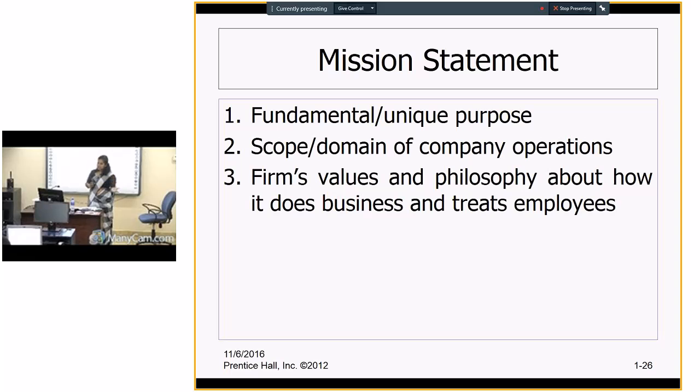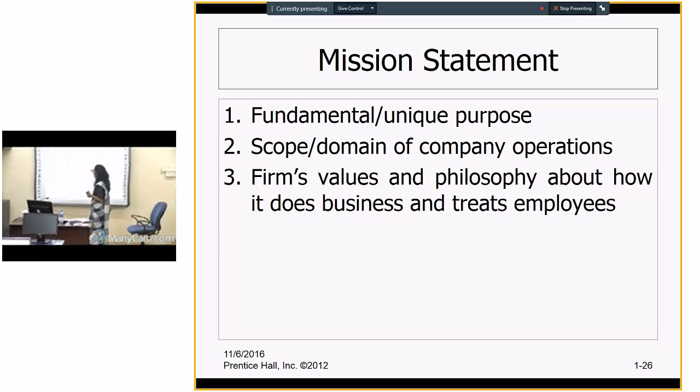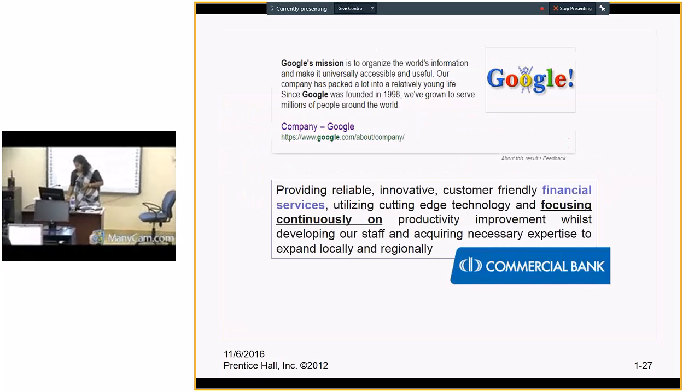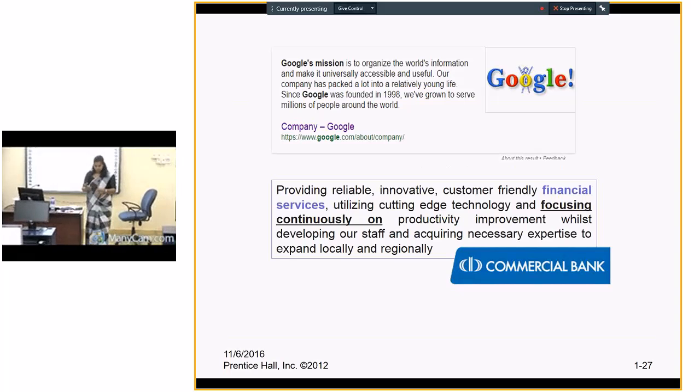Whether we are delighting the customers, giving them full satisfaction, or being very empathetic towards our employees, what kind of values the company has. So these are the important aspects we need to highlight in a mission statement. Examples, just to have a look. What is the mission statement of Google?